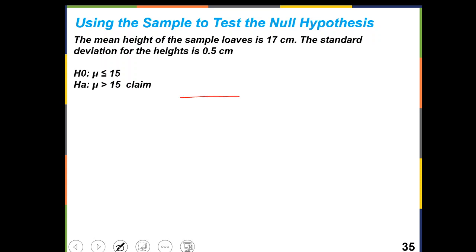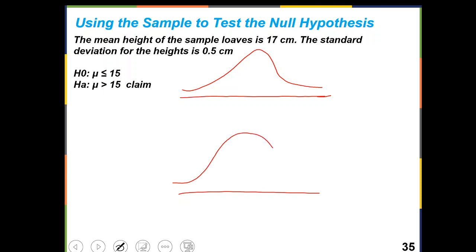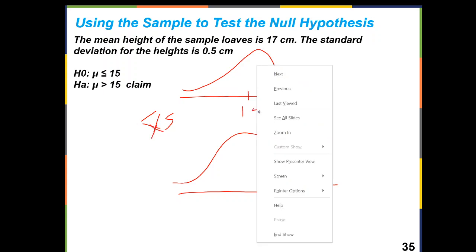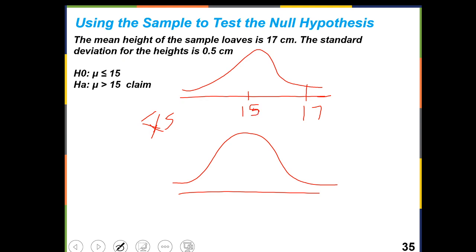So this is a right tail test. So we can do it two different ways. We can use the 17 here in the x bar's distribution, and we know this is 15, and we know the standard deviation of the x bars is the standard deviation of the population divided by square root of 10. So basically how much area is here is the p-value.